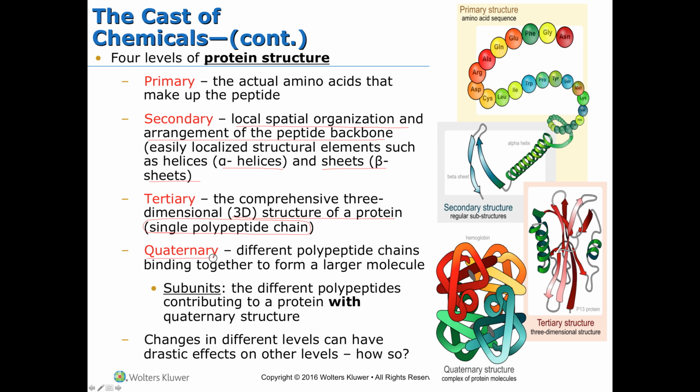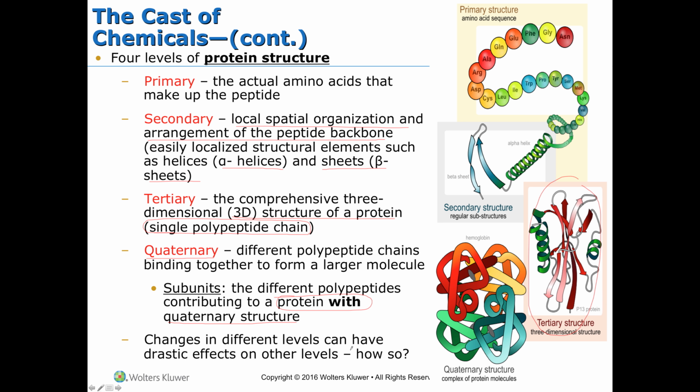And then the quaternary structure is when these different polypeptide chains all interact together to form a larger molecule, like a receptor. So subunits are the different polypeptides that contribute to a protein with quaternary structure. So a large protein like a receptor has a quaternary structure made up of several different subunits.